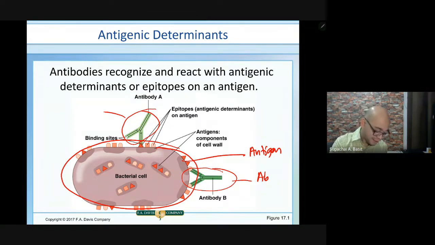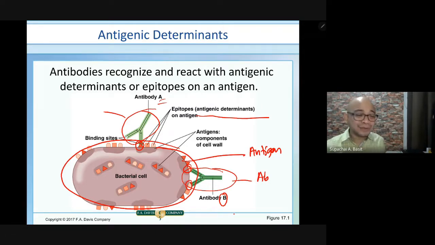Okay, so for example, antibody B would only bind to this kind of epitope, and antibody A will just bind to this kind of epitope. That's the reason why epitopes are called antigenic determinants. The entire bacterial cell is an antigen, but not all of it would be capable of being a receptor site for the antibodies to bind. So a specific site wherein the antibody would bind is called an epitope. I hope that's clear.